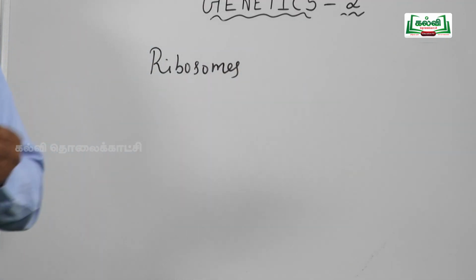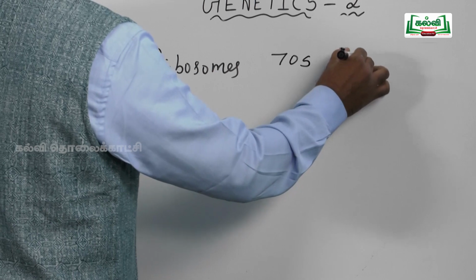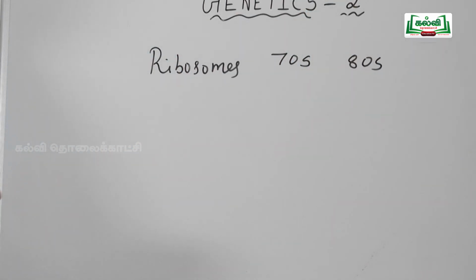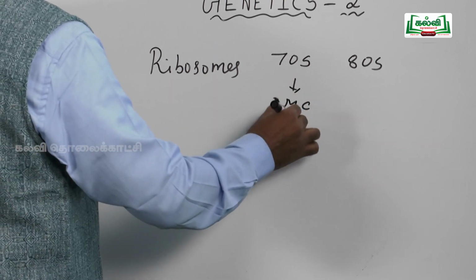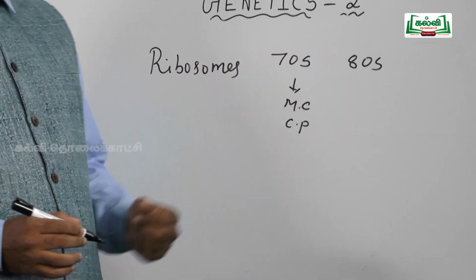Two types of ribosomes are present, as you already know pretty well. One is the 70S ribosome, another is the 80S ribosome. In plant and animal cells, 70S ribosomes are present in the mitochondria and chloroplastid. The remaining cells have the 80S ribosomes.